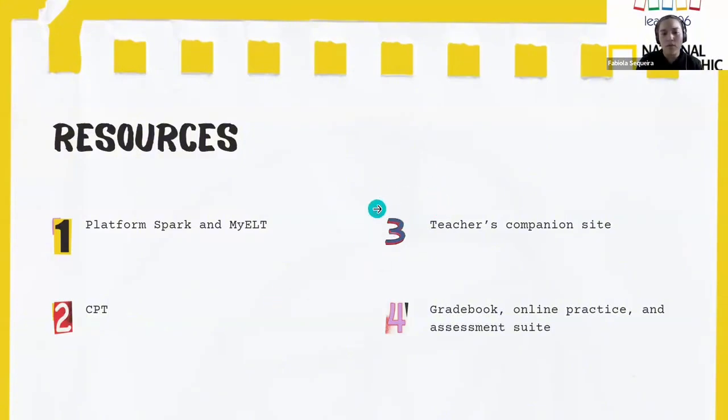And something very important is the teacher's companion site. Today, I'm going to give you the password as well as the website for you to access that resource. And also, I'm going to explain step by step how to access that website. So don't worry about it. And number 4, we're going to have the grade book, in which you're going to be able to see your students' progress and how they work on your assignments over there.